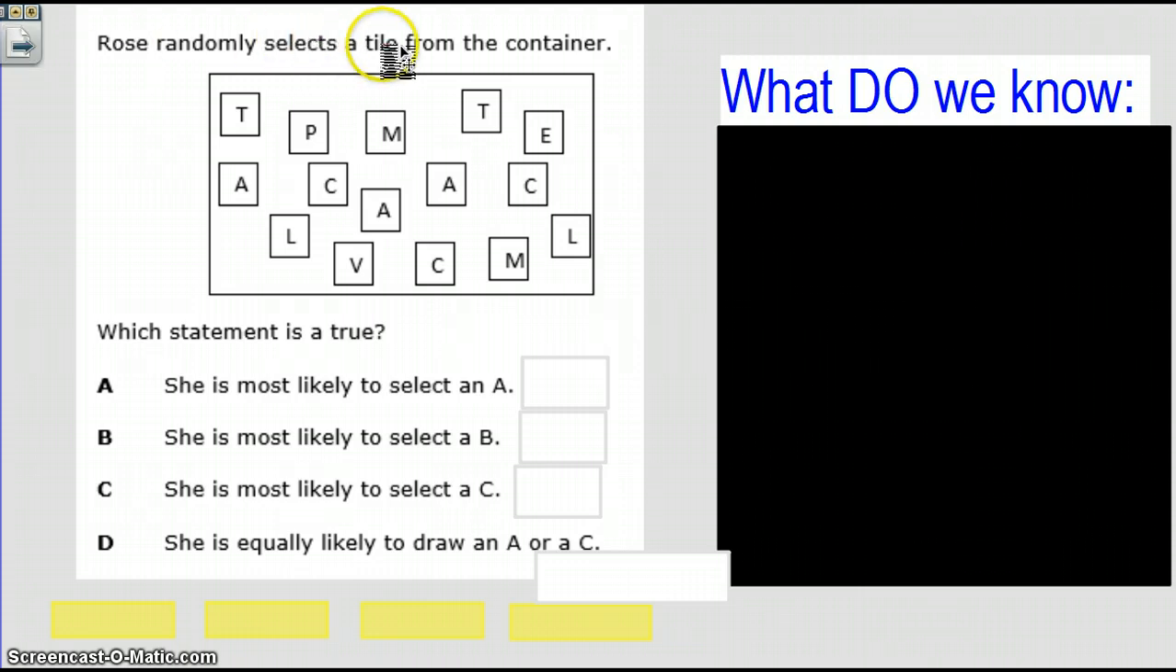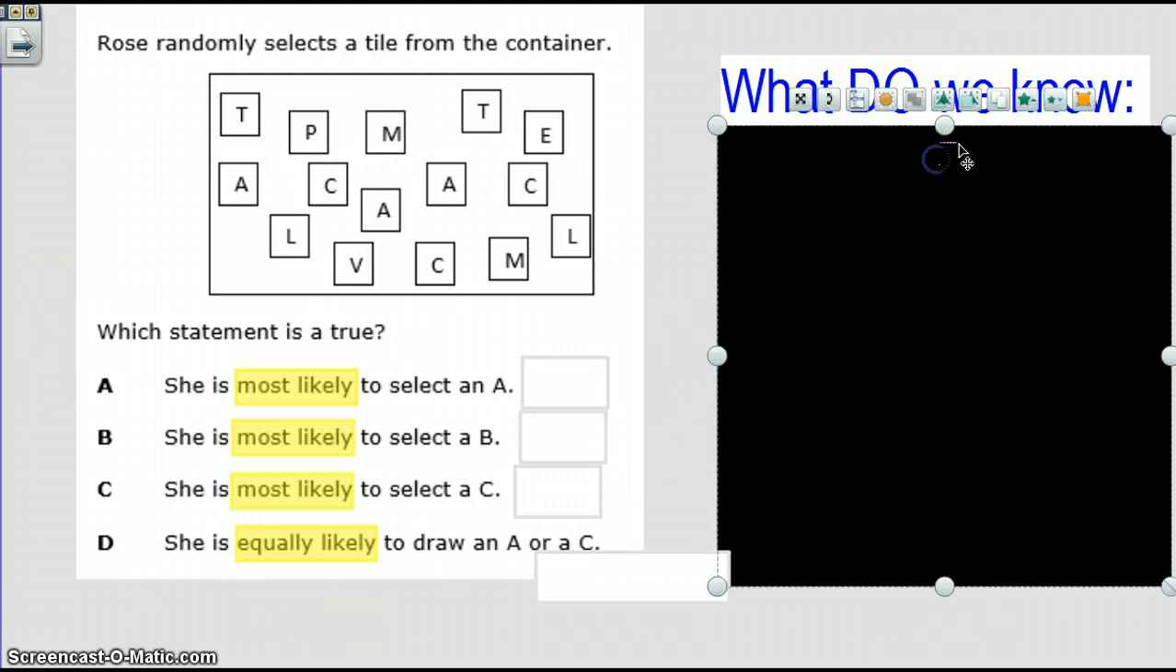Rose randomly selects a tile from the container. This was the container that you were given. Which statement is true? She is most likely to select an A. Now, that keyword right there, most likely, you're going to want to underline, circle, highlight, whatever you do. She is most likely to select a B. She is most likely to select a C. Or she is equally likely to draw an A or a C.